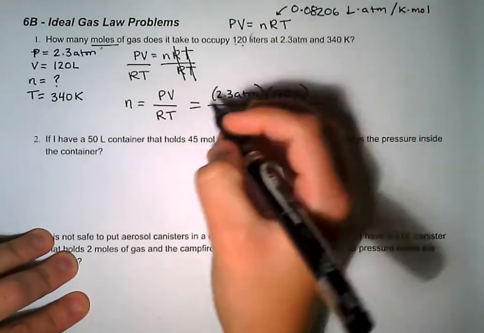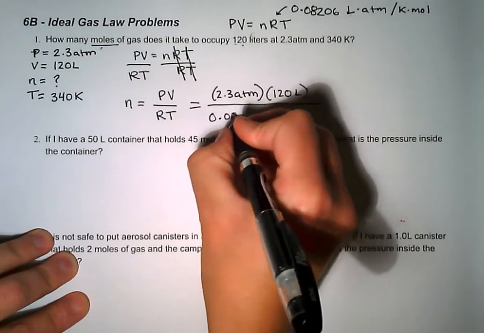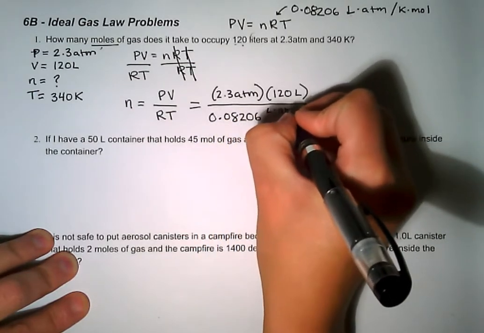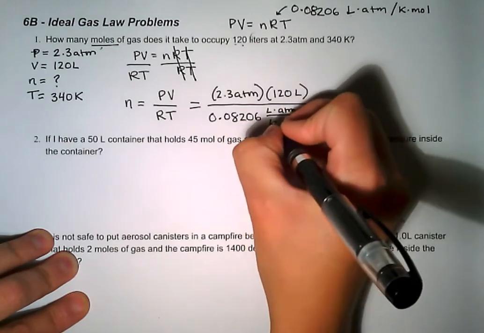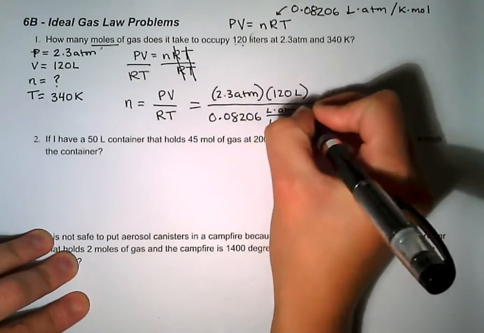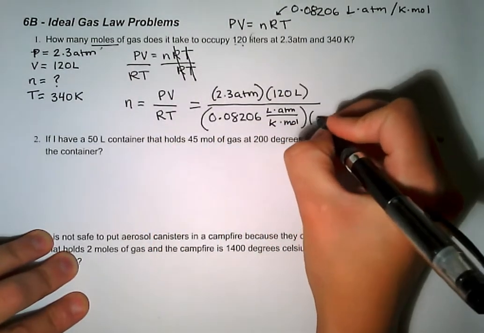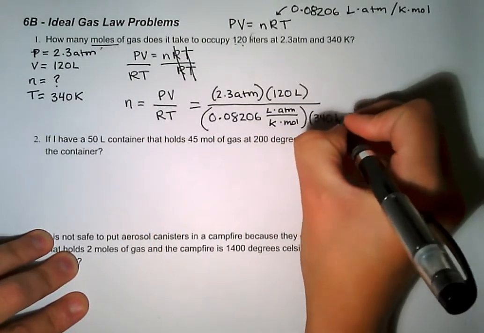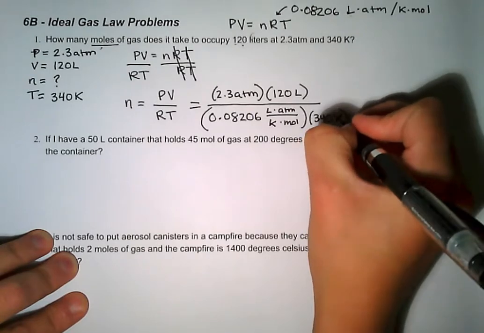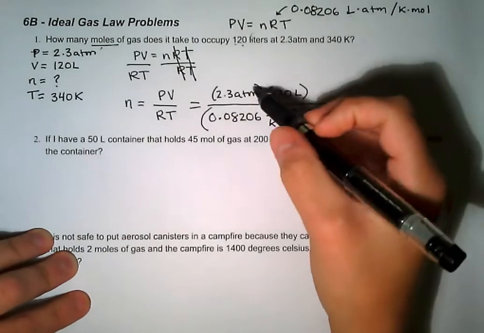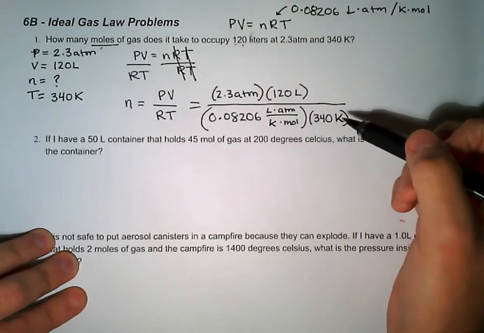The ideal gas constant is 0.08206, and the units are liters times ATM over Kelvin times mole. Put all that in parentheses. And then our temperature is 340 Kelvin. It's supposed to be a capital K. Wasn't my best one.